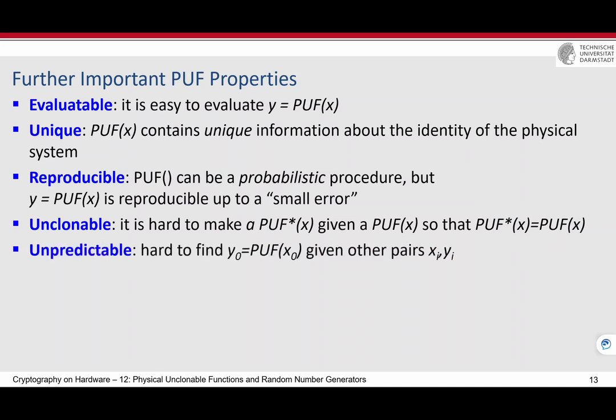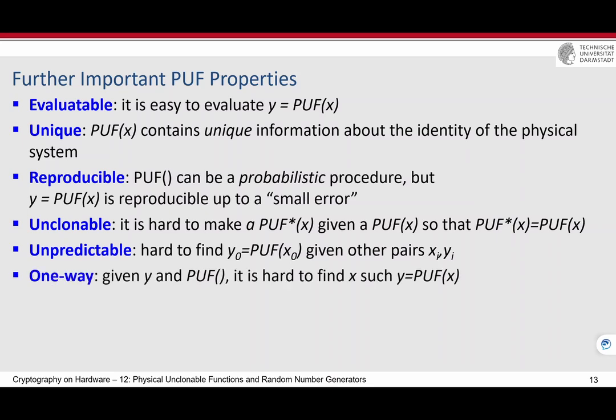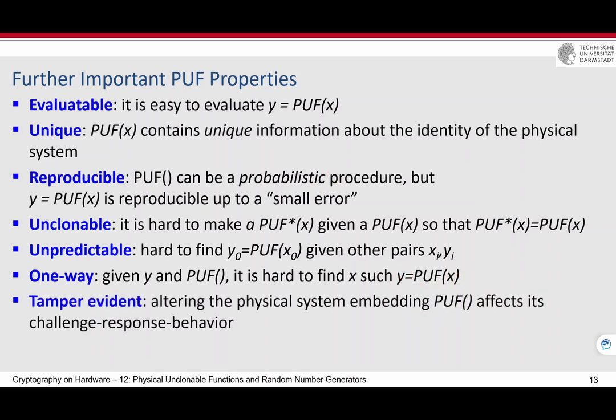And it should also be unpredictable, meaning that if you have a large set of x, y pairs, also called challenge-response pairs, then you should not be able to predict the output of the PUF without actually giving the challenge to the PUF. And it should be one-way, meaning that if you have y, you should not be able to calculate x. It should be a one-way function.